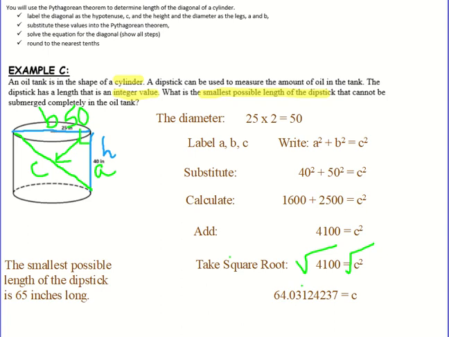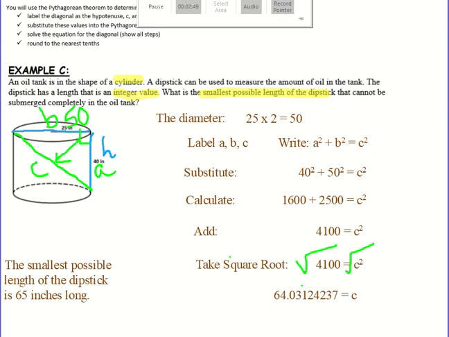Again, why I took that 65, I wasn't rounding, but I had to go to the next highest whole number, which would be 65. If it was 64, it wouldn't be long enough. It would get stuck in the tank.